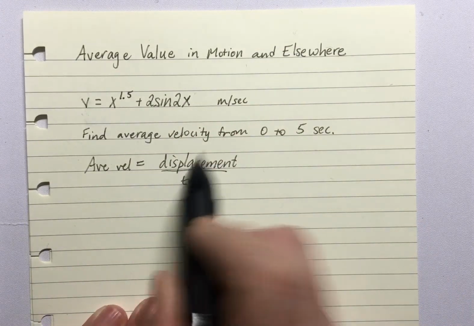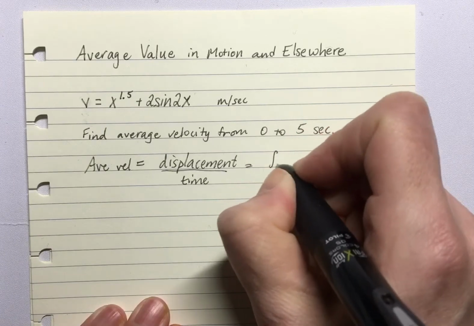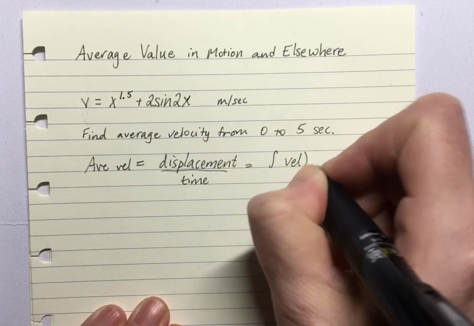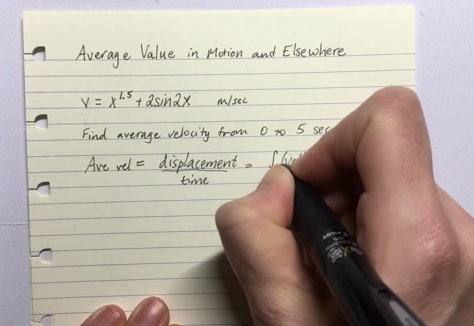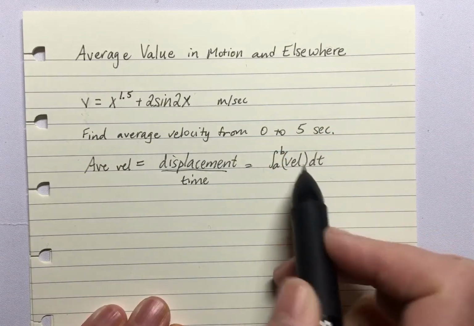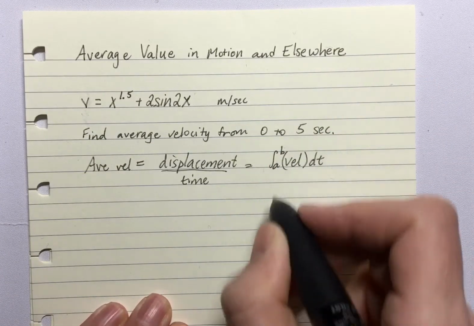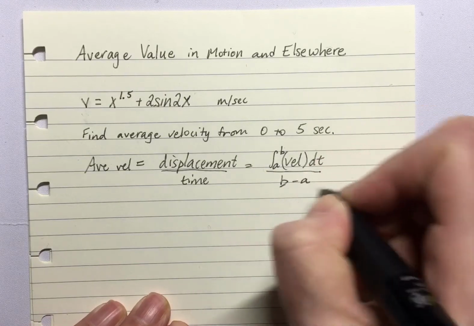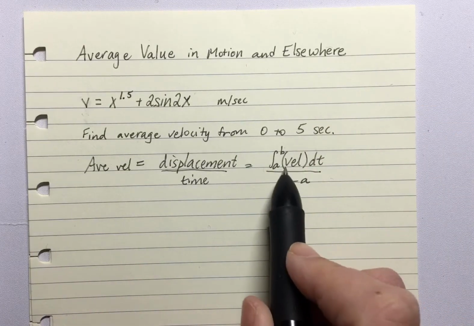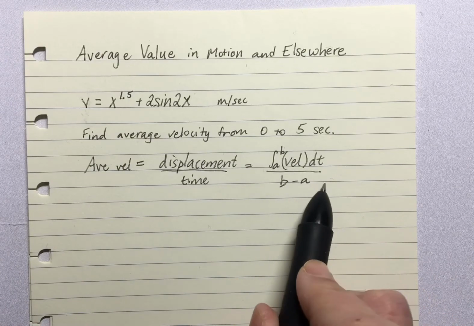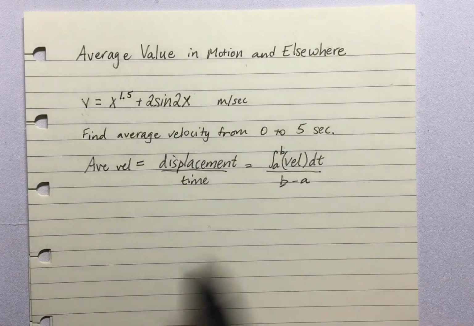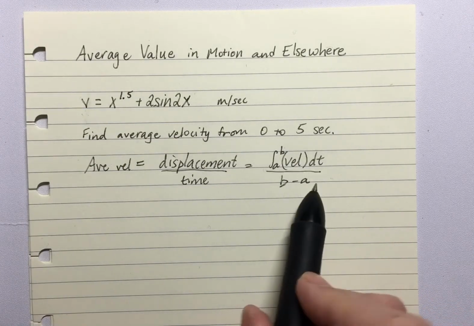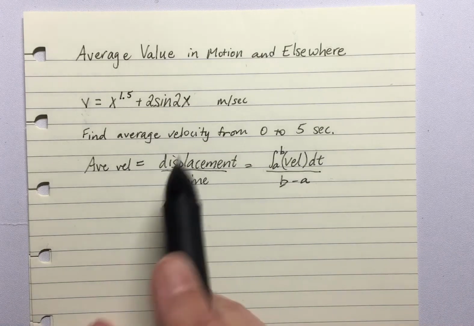Well, we know we find displacement by integrating our velocity. So we would integrate our velocity from A to B, and then our elapsed time would be B minus A. Like if you went from time 1 to time 4, it would be 3 for your elapsed time, or B minus A.